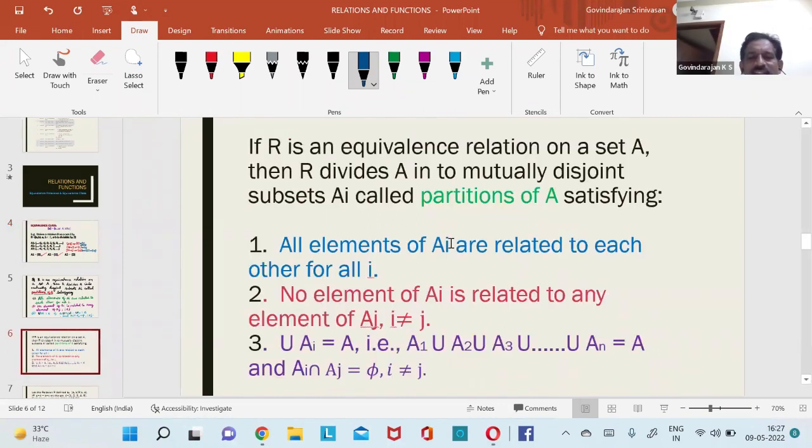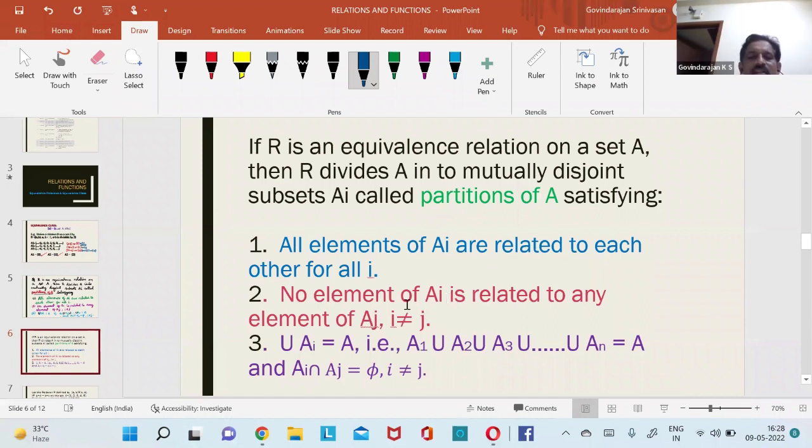This is what we have discussed here. If R is an equivalence relation on a set A, then R divides the set A into mutually disjoint subsets Ai, where i is 1, 2, 3, etc. up to n, called partitions of A. Partitions of A satisfy 3 conditions. All elements of Ai are related to each other for all i, and no element of Ai is related to any element of Aj where i is not equal to j.